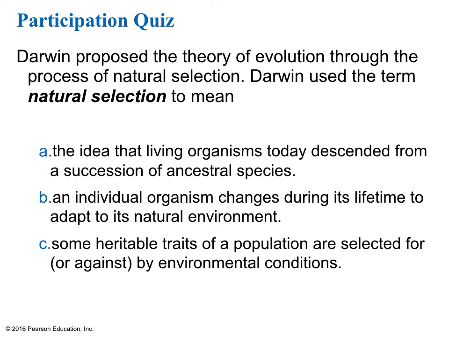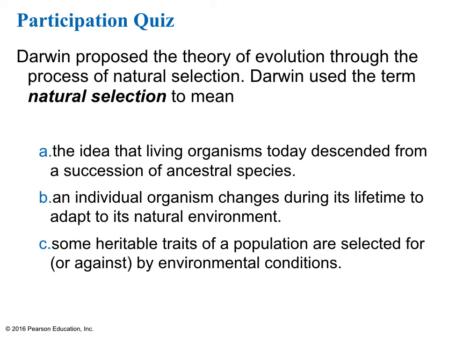So if we look at the question from Wednesday, Darwin proposed the theory of evolution through the process of natural selection. Darwin used the term natural selection to mean what? So A, the idea that living organisms today descended from a succession of ancestral species. So the statement is true. Living organisms today did evolve or descend from ancestral species, and there is a distinct line that you can see of branching. However, that has nothing to do with natural selection. So while the statement is true, it doesn't answer the question.